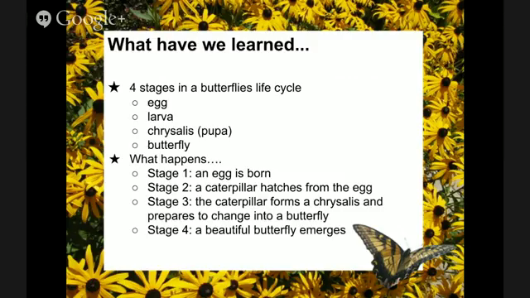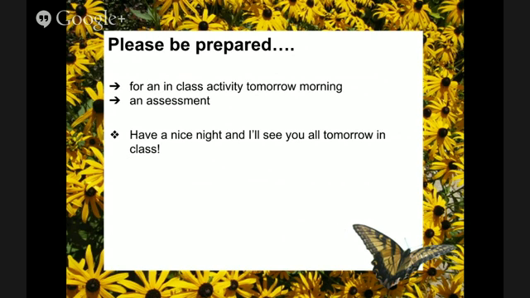Once the caterpillar eats everything, in stage 3, this is when the caterpillar forms a chrysalis or a pupa and prepares to change into a beautiful butterfly. And then in stage 4, a beautiful butterfly emerges from the chrysalis.